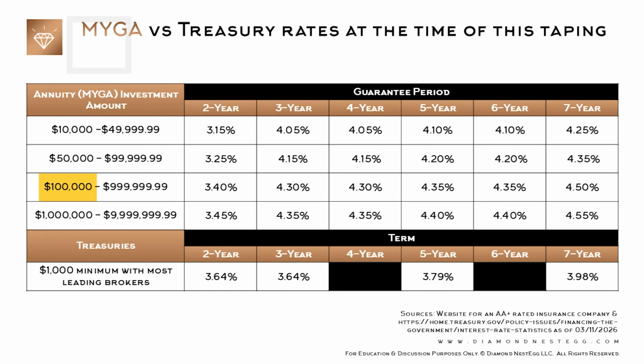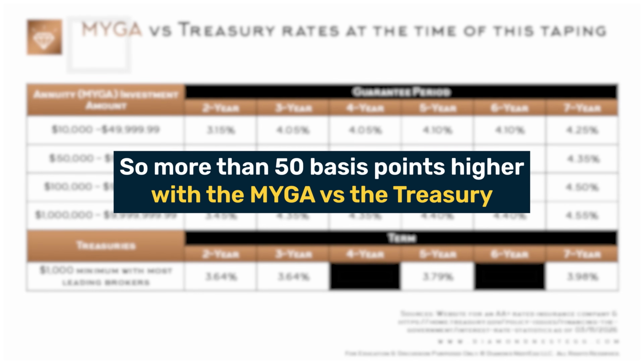So if you purchased a $100,000 7-year MYGA, your rate would be 4.5% at the moment versus about 3.98% for a Treasury, so more than 50 basis points higher with the MYGA versus the Treasury. Do keep in mind that Treasuries are more liquid than MYGAs because you can sell them before maturity on the secondary market at whatever the then prevailing market price may be.